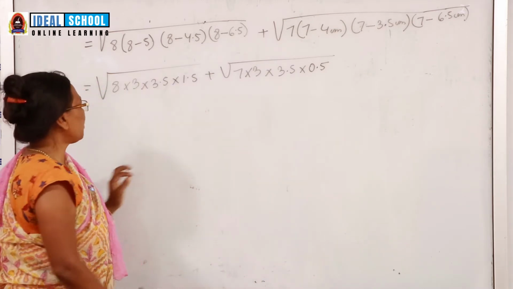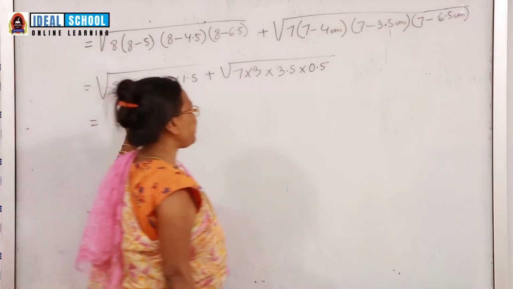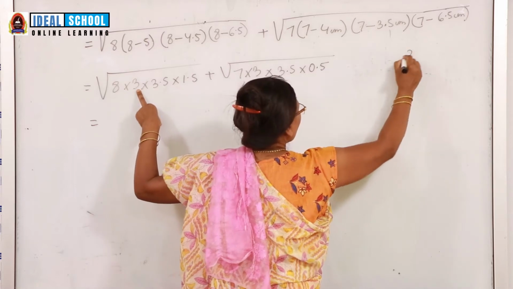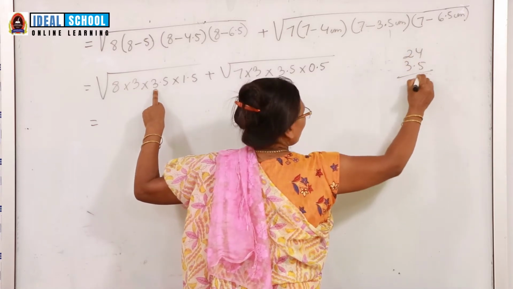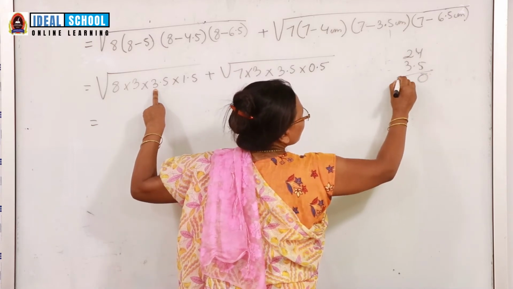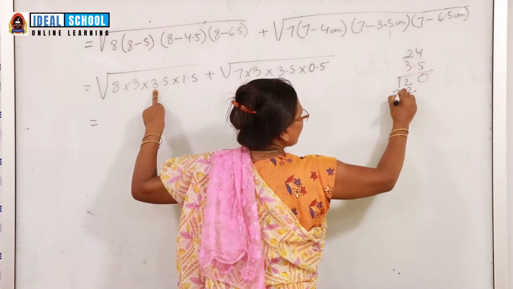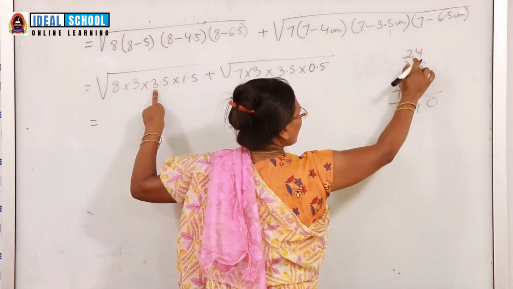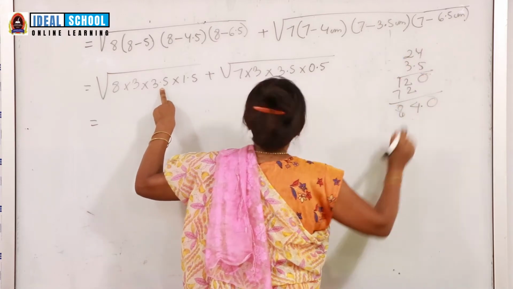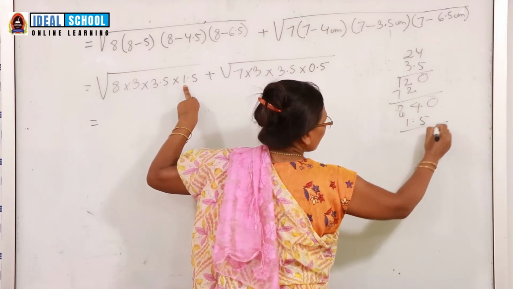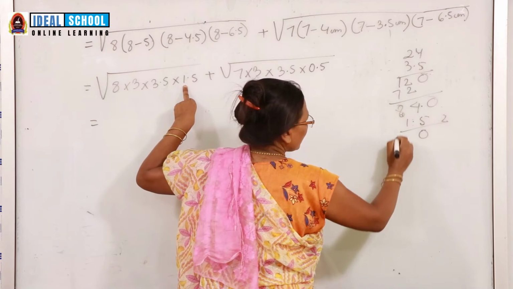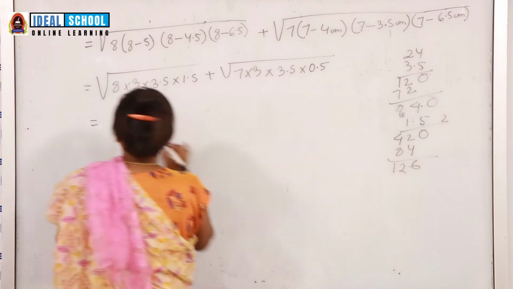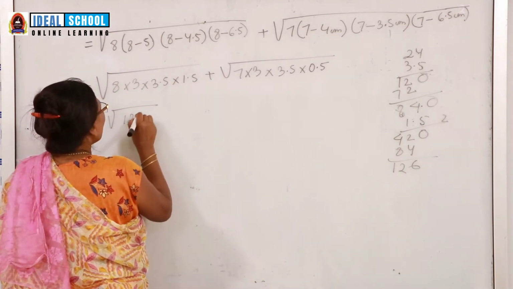Now we are going to multiply all of these. Let's multiply. 8 times 3 is 24, 3.5, 5 times 4 is 20, and so on. After the point there is one digit. Then next 1.5, 1.5 times 4 is 6, and so on. This one will be 126.